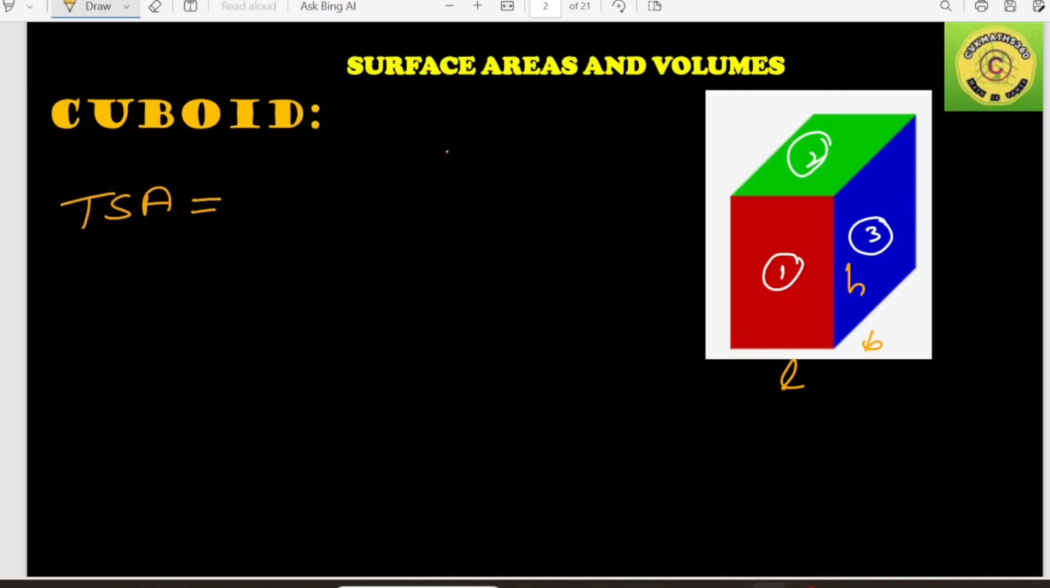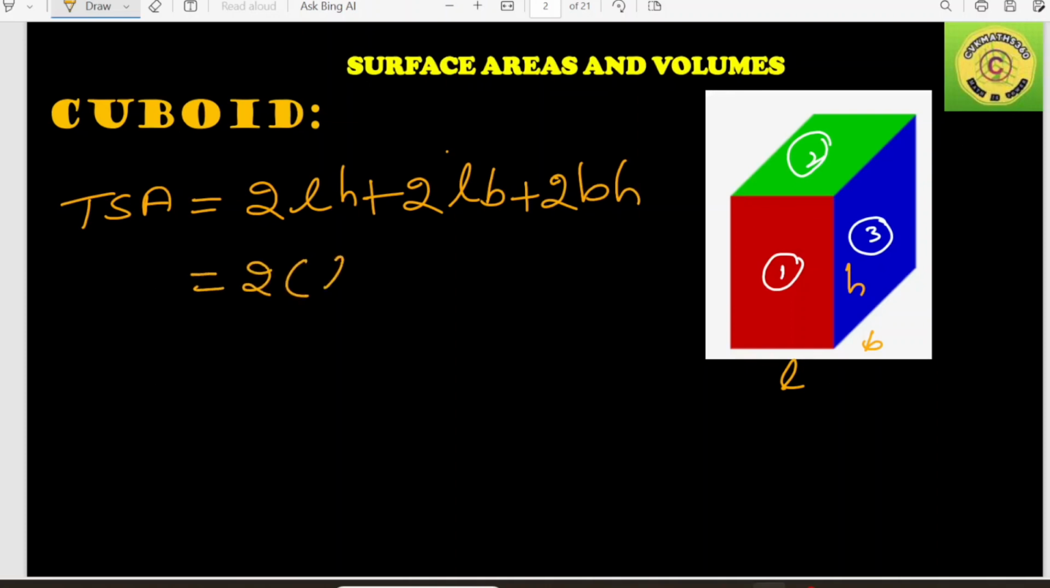The front face is LH, correct? So LH, and the back side also LH, so 2LH, plus the floor is LB, and the top is also LB, so 2LB, and the right side is BH and the left side is also BH, so 2BH. If you take 2 common, we get LB plus BH plus HL. This is the total surface area of the cuboid.